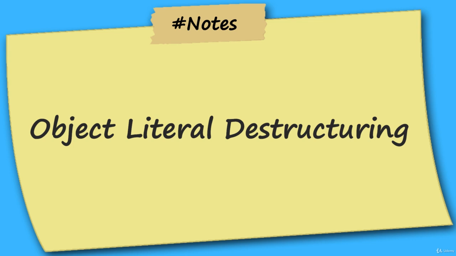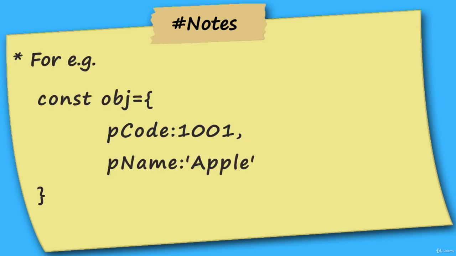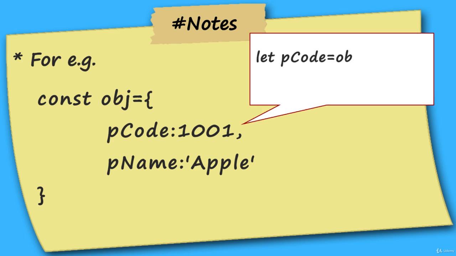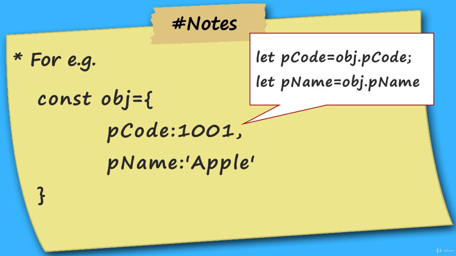Object literal destructuring will look something like this. For example, you have an object which has pcode and pname, that is product code and product name, where we have values 1001 and Apple. Now if you want to bring product code and product name out of the structure and assign them to individual variables, then you will write something like this. You'll say let pcode is equal to obj.pcode, and pname is equal to obj.pname. Now there are only two members at the moment, but when you have more members, it is a cumbersome job.